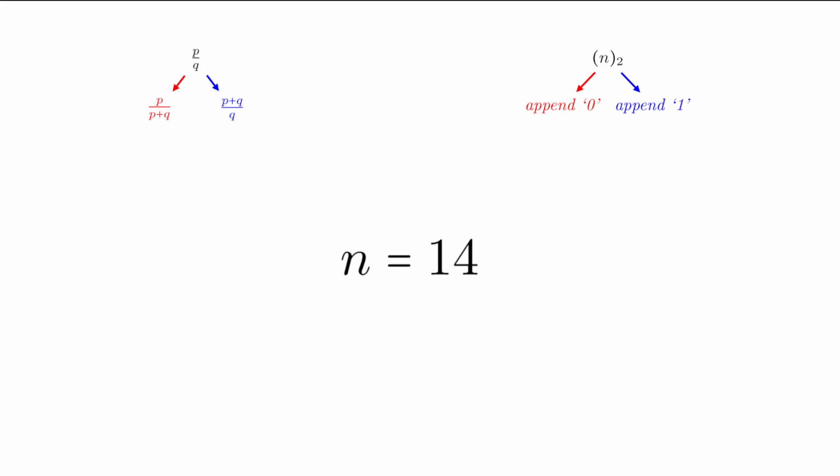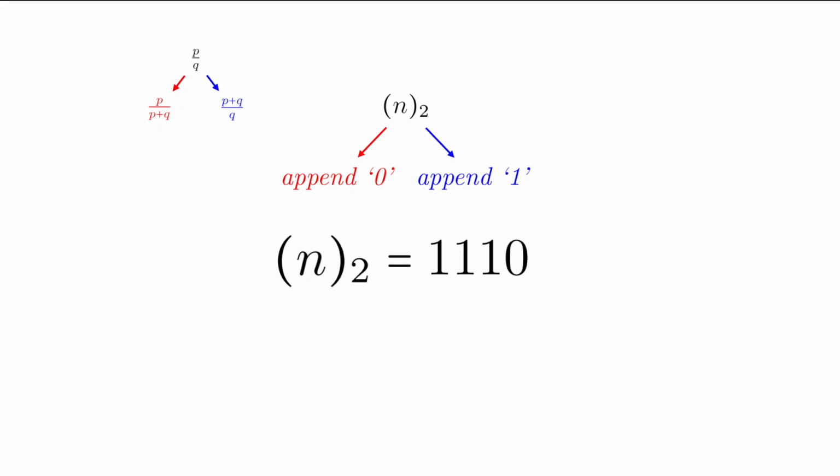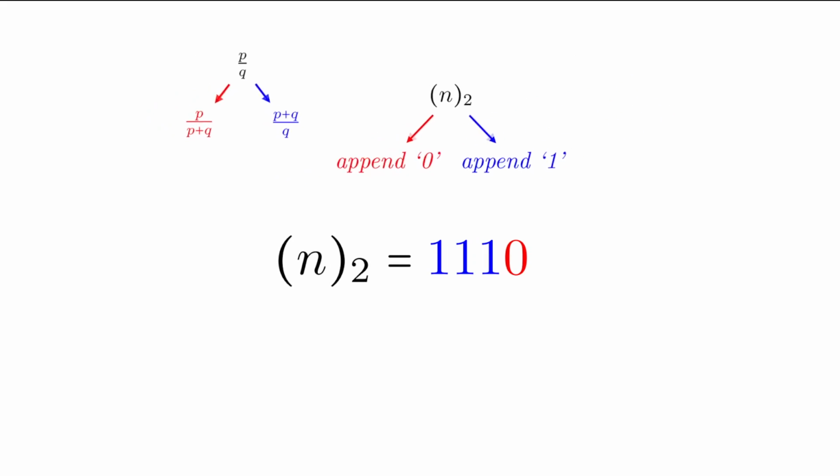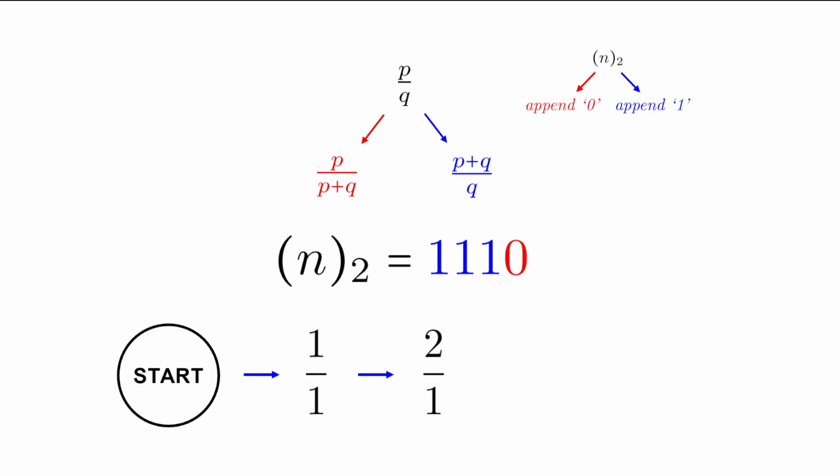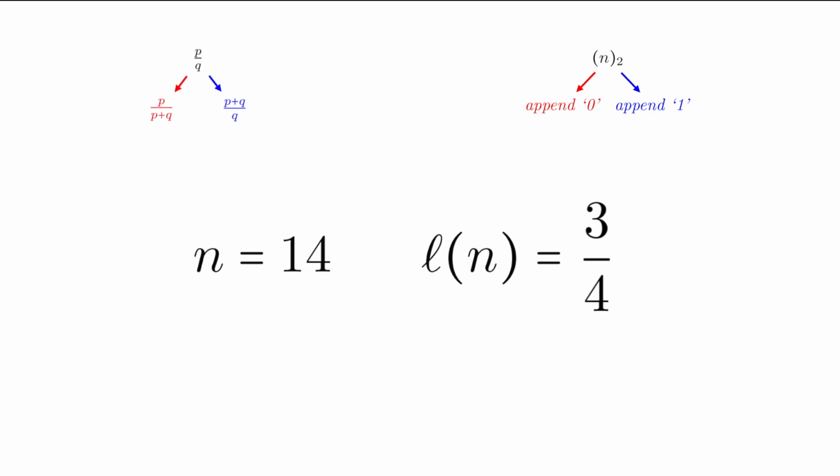Let's use the same example, n equals 14. We write n in binary, and then we use the n-tree rules to determine when to go left and right. Finally, we can apply the left and right rules from the start token, first to 1 over 1, then applying the right rule twice more, and finally the left rule, to get to 3 over 4. And this is the 14th fraction in the sequence.